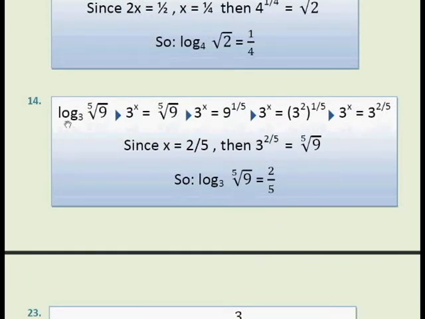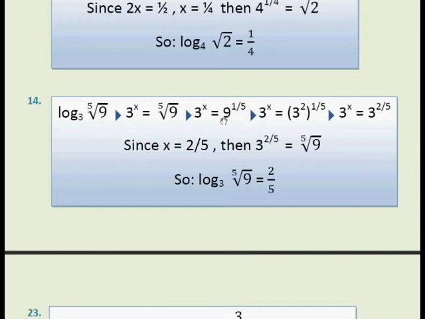Number 14, the log base 3 of the 5th root of 9. You're saying 3 raised to what power, and that's where we put the variable, is equal to the 5th root of 9. So let's take the 5th root of 9 and see what it really is. It's 9 to the 1/5, isn't it? So we write it in exponential form. That's your first step. Write everything in exponential form. And then you can put them in like bases.